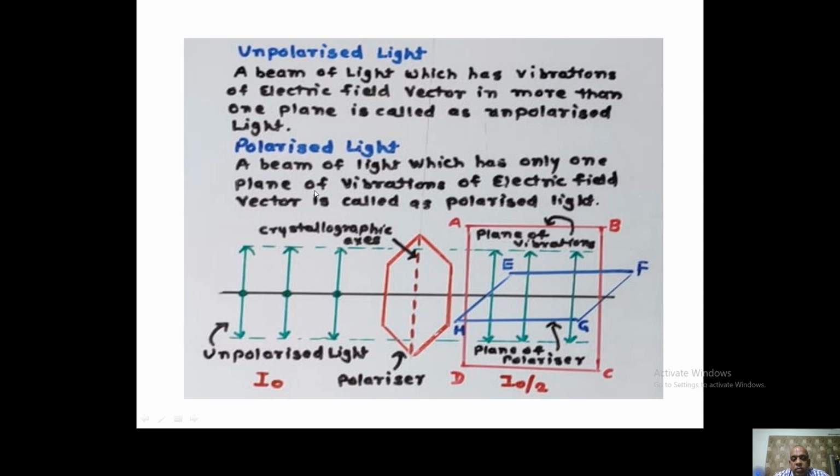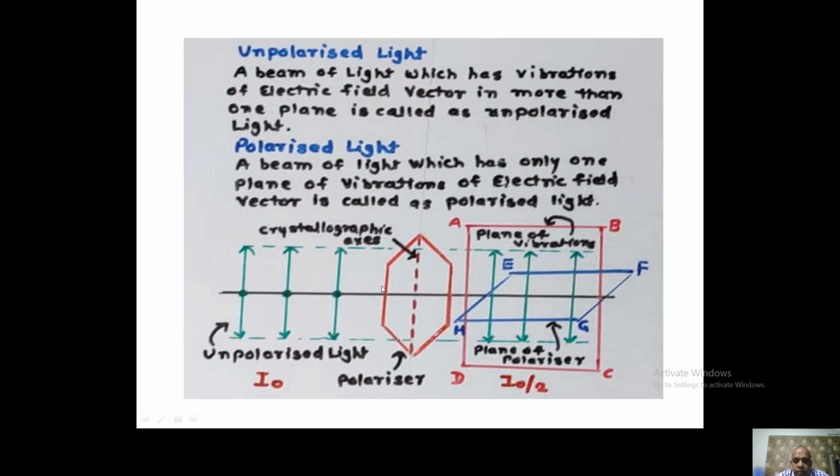Then what is polarized light? Now, if such an unpolarized light passes through a calcite crystal, it is also called a polarizer. It has one axis, and that axis is called the crystallographic axis.